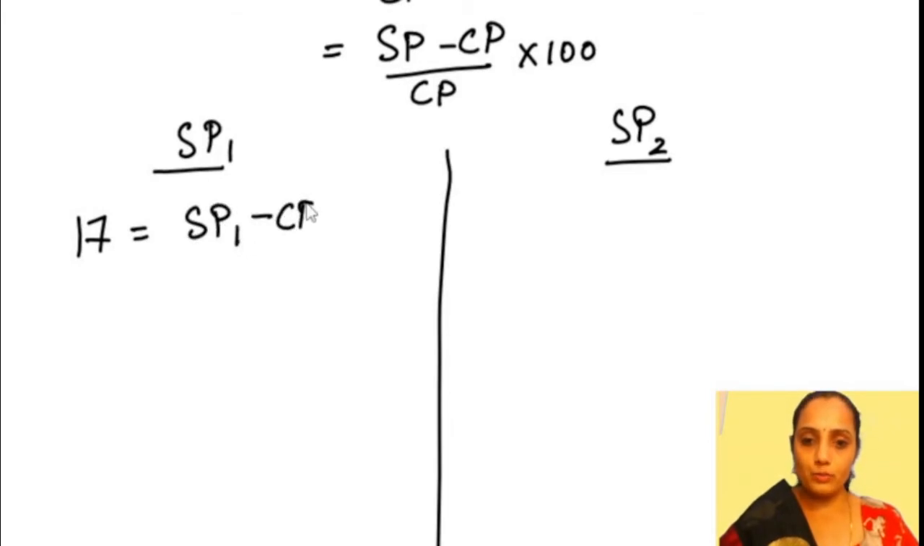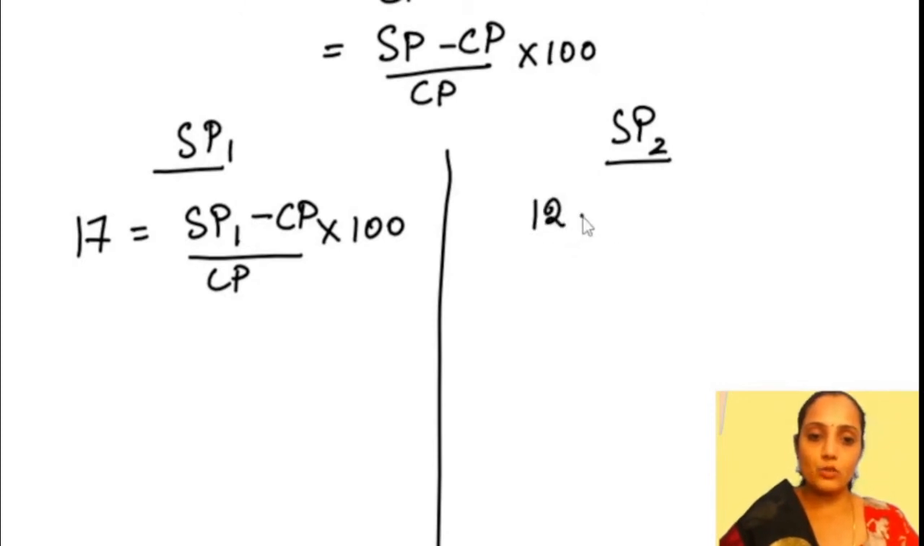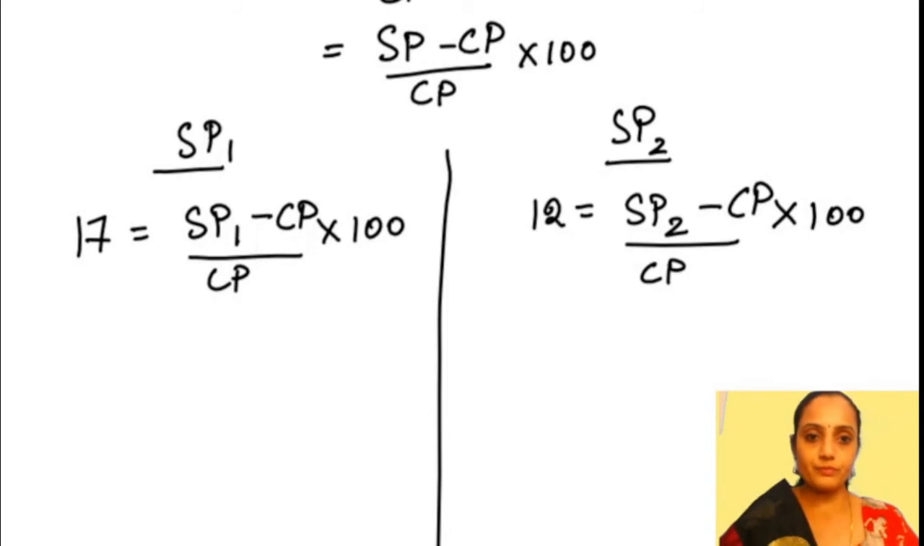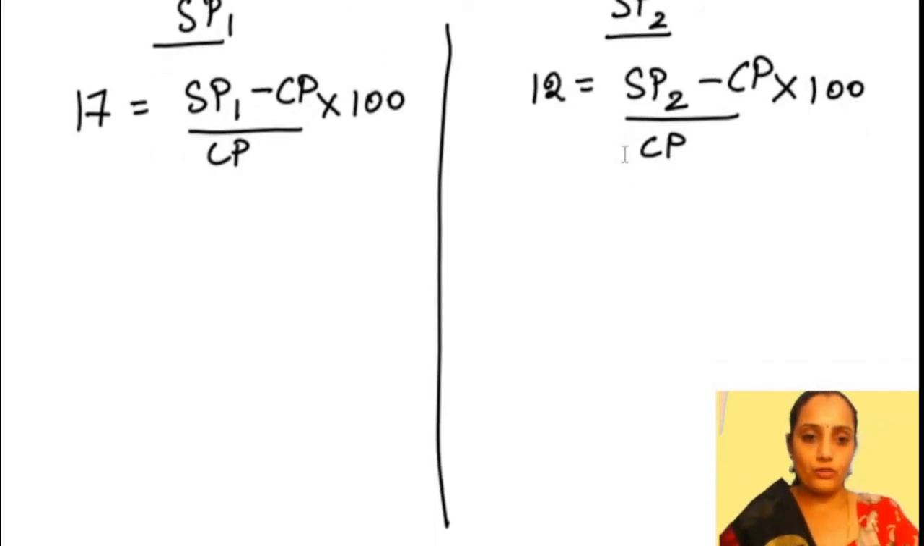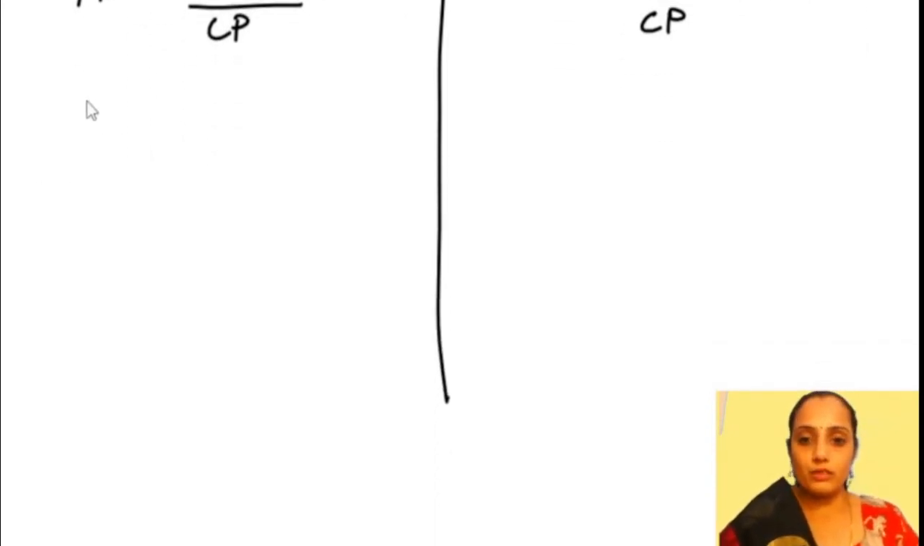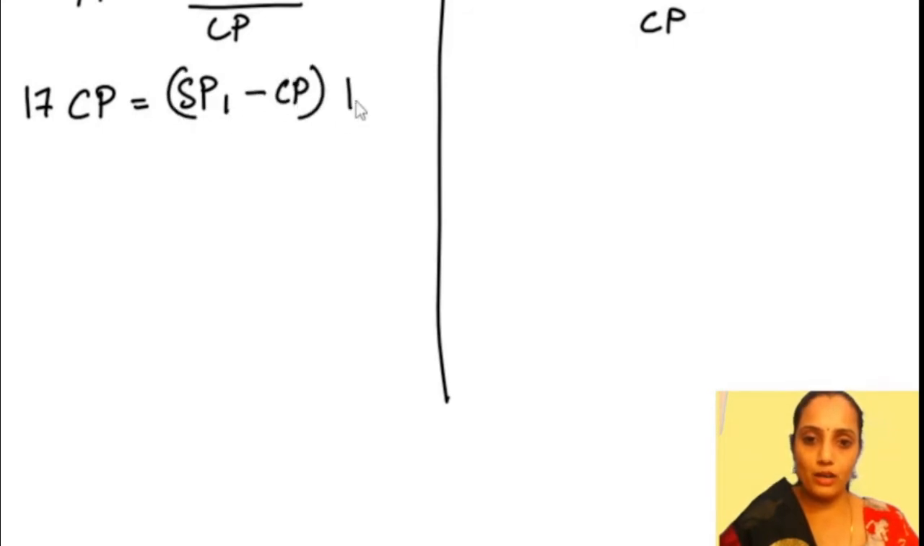Okay, so we have 17 is equal to (SP1 minus cost price) by cost price into 100. This is the first, 17% profit. Second one is 12 is equal to (SP2 minus CP) divided by cost price into 100. Alright. So cross multiplying, we have 17 CP is equal to (SP1 minus CP), the whole thing, into 100.